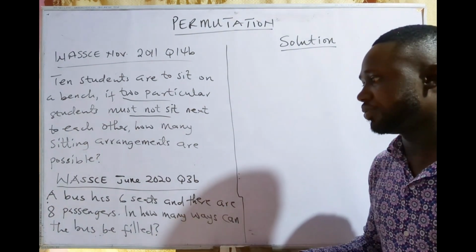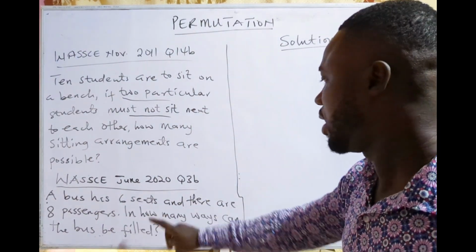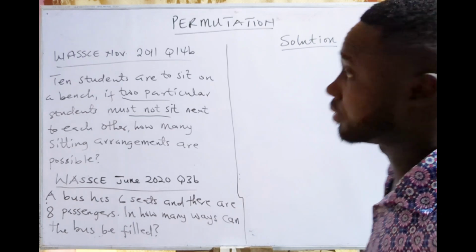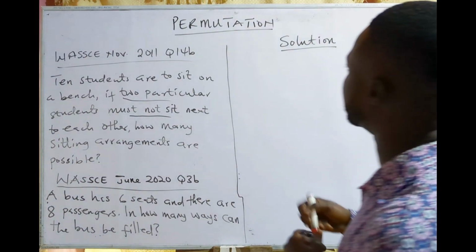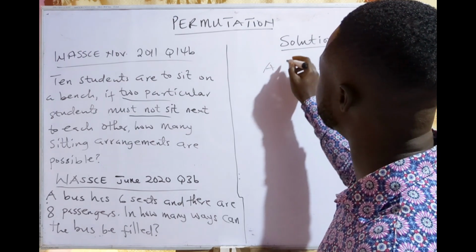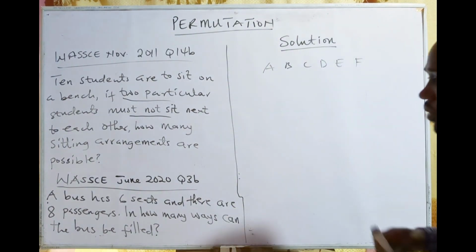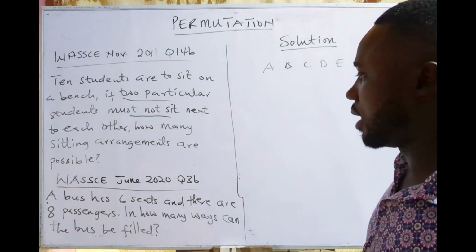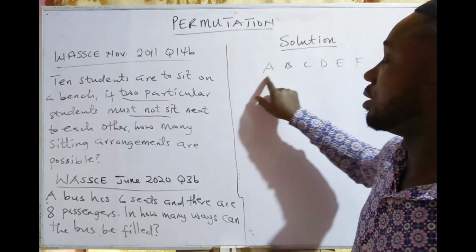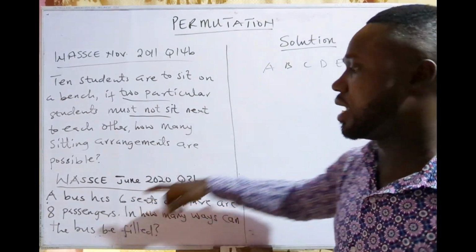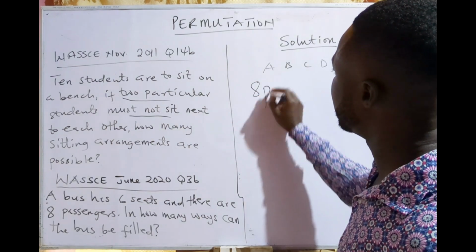Okay, so the B, a bus has 6 seats and there are 8 passengers. In how many ways can the bus be filled? So a bus has 6 seats, there are 8 passengers. Okay, so let's say these are the 6 seats A, B, C, D, E, and F. And how many passengers are there? There are 8, and we are taking 6. Only 6 people can sit on the seats at a time, but there are 8 passengers.